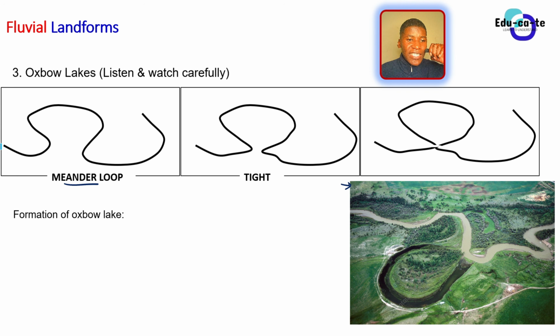We've already discussed that the river is flowing and then it starts bending and winding along its course. So it starts winding and bending along its course.